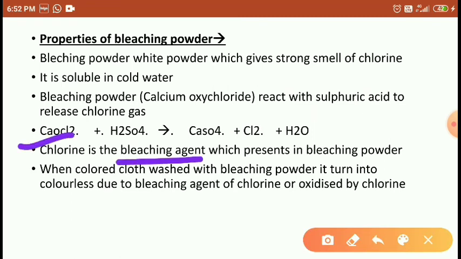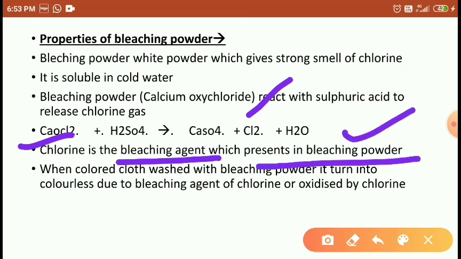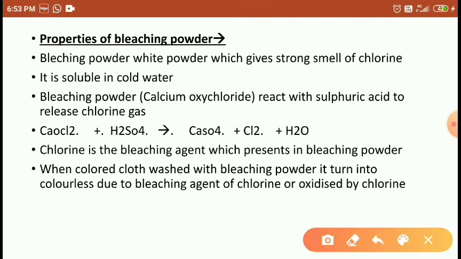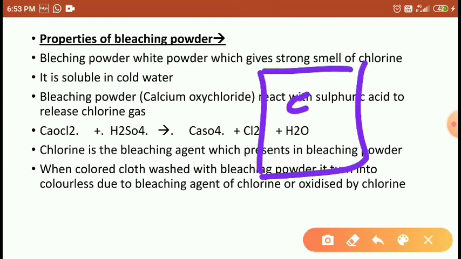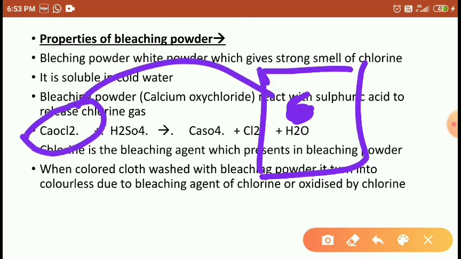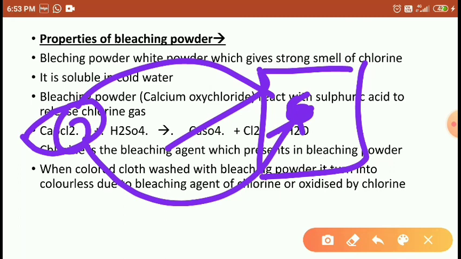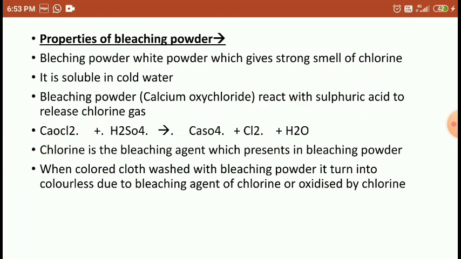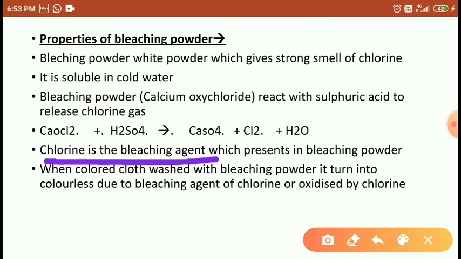Chlorine is the bleaching agent which is present in the bleaching powder. Right? So when there is a color-stained cloth and you apply calcium oxychloride, the chlorine reacts with the color and completely removes the color from the cloth. So chlorine is the bleaching agent from bleaching powder. Right friends?